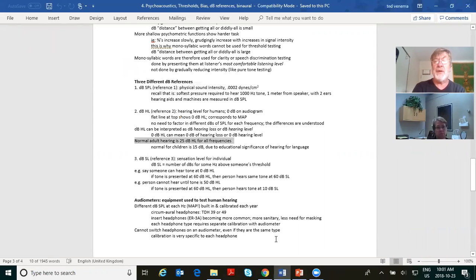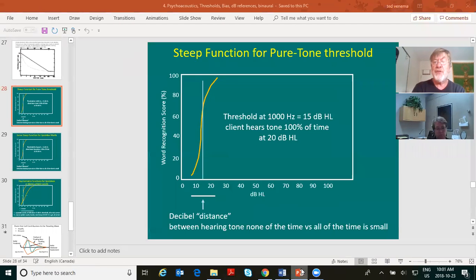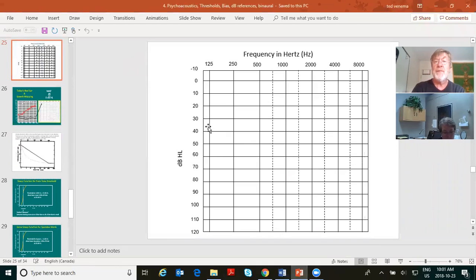What's normal hearing on an audiogram? 25 decibels or less. So normal hearing, follow my cursor here. If a person's thresholds fall above where my cursor is moving back and forth, the person has essentially normal hearing.